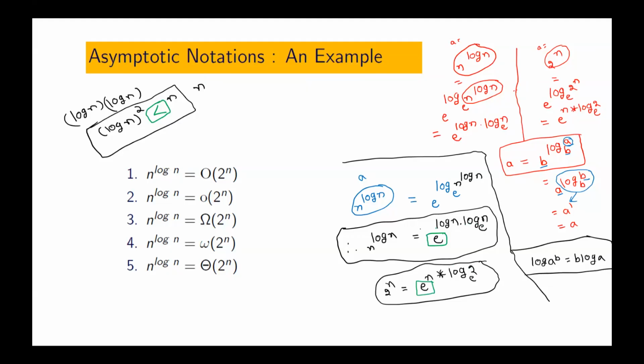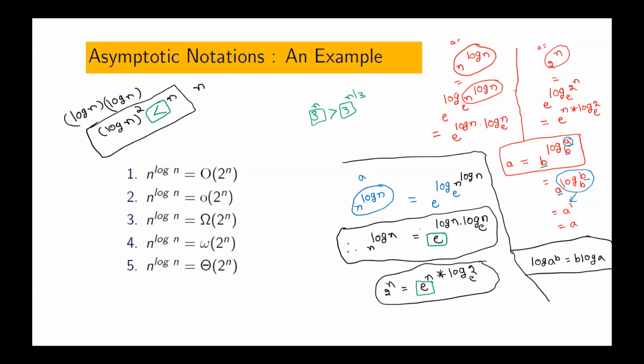Which is, see, the bases are the same. 3 power n, 3 power n, n by 3. The bases are the same. So if we compare n and n by 3, that is enough, no? So from this, we can easily say that it is more than this.